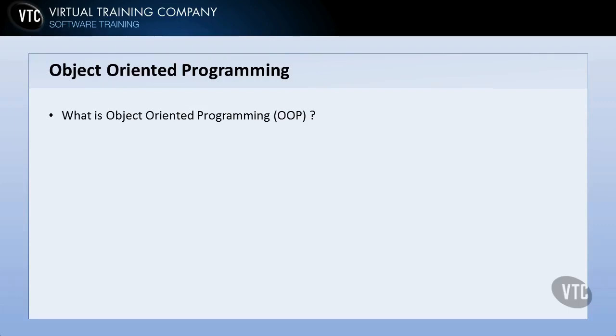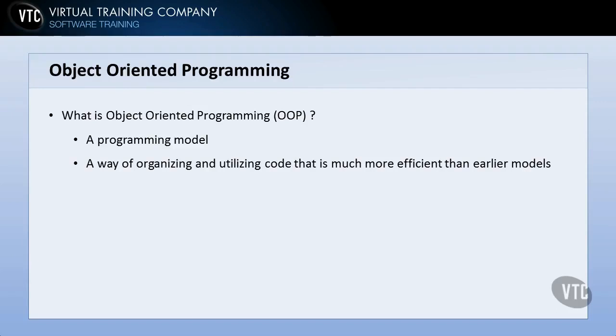So what exactly is object-oriented programming? You will also see it referenced out there as OOP. It is simply a programming model. It's a way we think, a way we program, a way we structure our programs in a form that organizes and utilizes code that is much more efficient than earlier programming models that we used. Now, the best way to understand the advantages of object-oriented programming is with a little history.